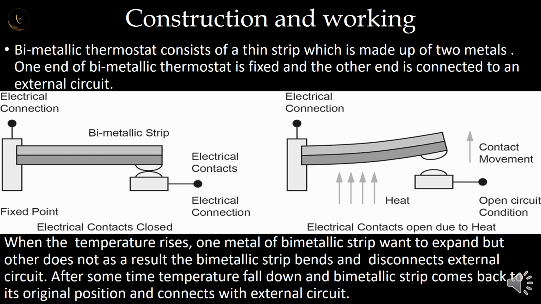So, bimetallic thermostat consists of a thin strip which is made up of two metals. One end of bimetallic thermostat is fixed and the other end is connected to an external circuit. When the temperature rises, one metal of bimetallic strip wants to expand, but the other does not. As a result, the bimetallic strip bends and disconnects the external circuit. After some time, when the temperature falls down, the bimetallic strip comes back to its original position and connects with the external circuit. So this is how the bimetallic thermostat works.